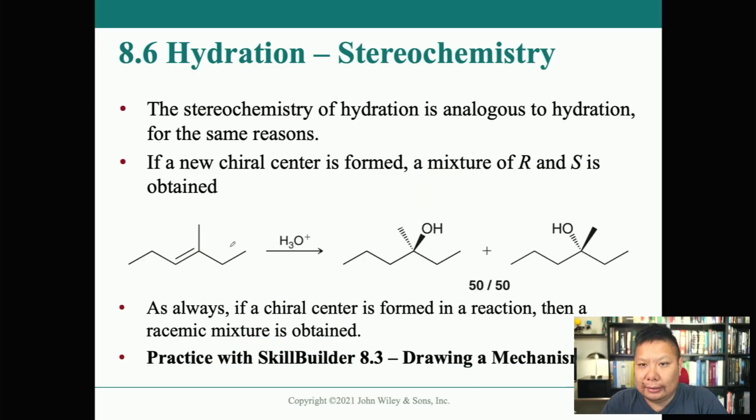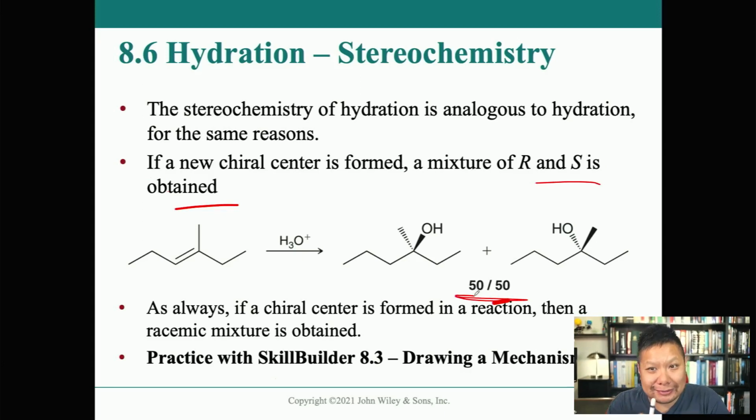Stereochemistry. Doesn't it suck when you have to figure out what the major and minor product is in the stereochemistry of these reactions? But it turns out, look again, 50-50. The stereochemistry of hydration is analogous to hydrohalogenation for the same reasons. If a new chiral center is formed, a mixture of R and S is obtained, and that mixture is a 50-50 mixture. It's racemic.